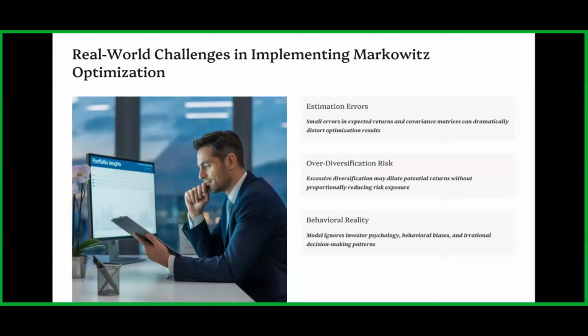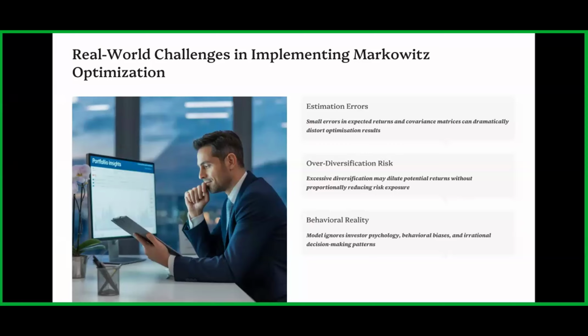Next one is the over diversification risk. That is, excessive diversification may dilute the potential return without proportionally reducing the risk. So when we diversify the investments on a large scale, we cannot take advantage when one particular company or industry is performing very well.